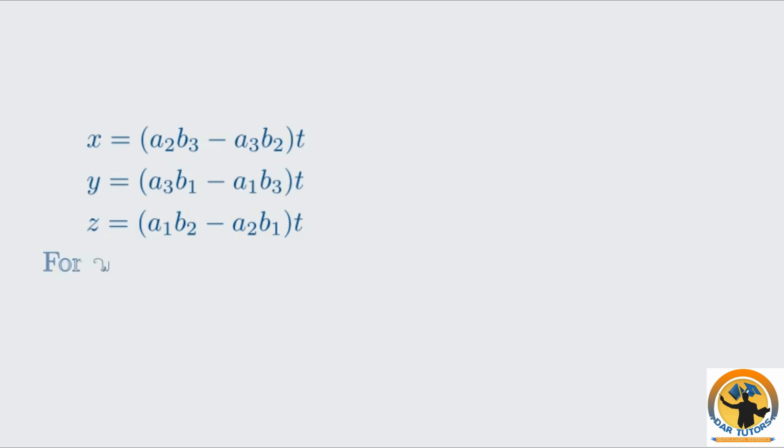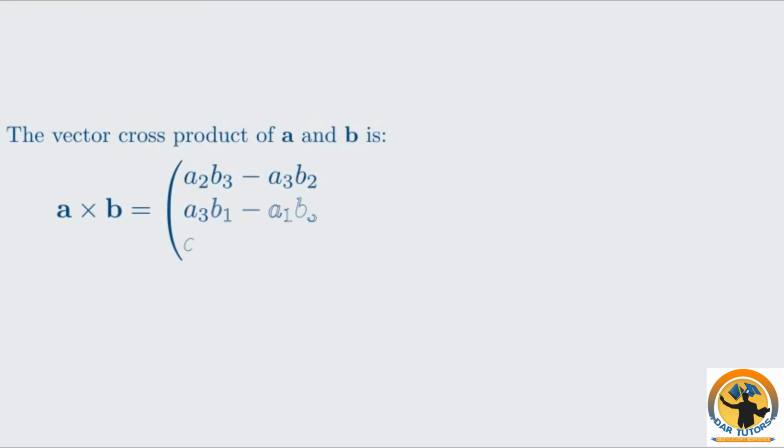The vector (a2b3 - a3b2, a3b1 - a1b3, a1b2 - a2b1) is the simplest non-zero vector that satisfies the condition of being perpendicular to both A and B. This vector is defined as the vector product of A and B, written as A cross B. This formula is provided in your IB formula booklet, but it can be tricky to remember and apply correctly.